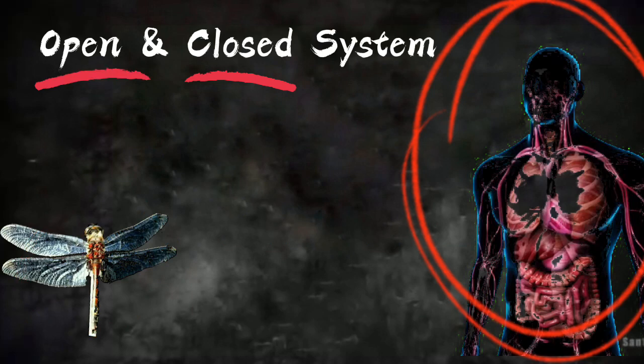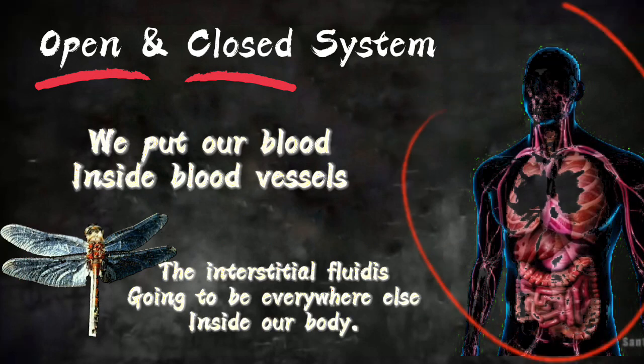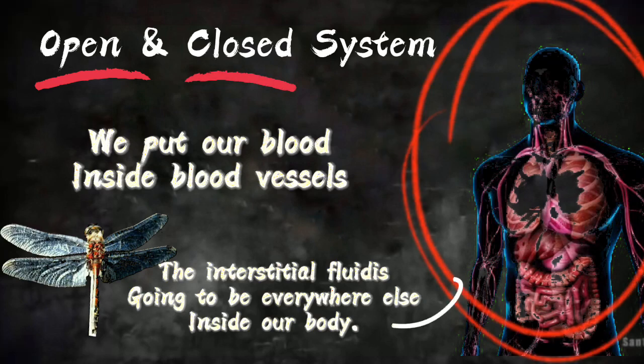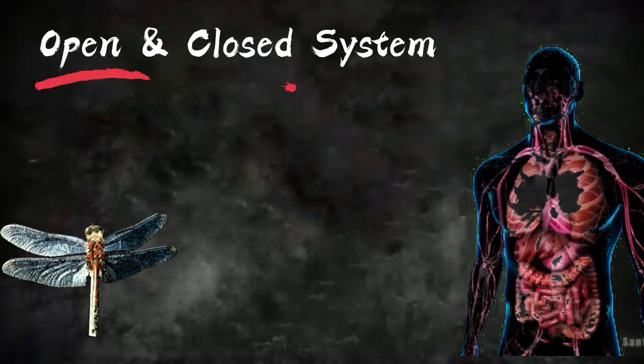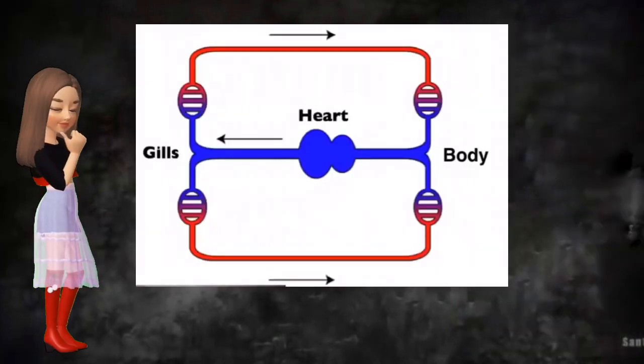But in us, we put our blood inside blood vessels, and then the interstitial fluid is everywhere else inside our body, and so we keep those separated. So, that's the difference between a closed and an open circulatory system. In animals, we also have a variety of different hearts.